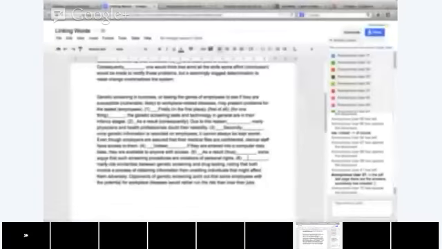Many cite similarities between genetic screening and drug testing, noting that both involve a process of obtaining information from unwilling individuals that might affect them adversely. Opponents of genetic screening point out that some employees with the potential for workplace diseases would rather run the risk than lose their jobs. Okay, all right.